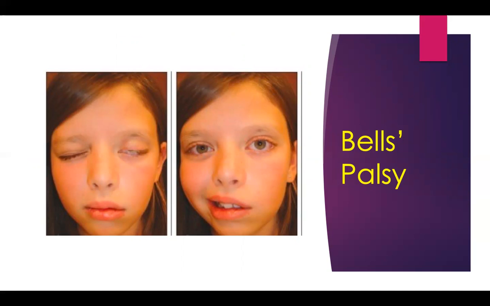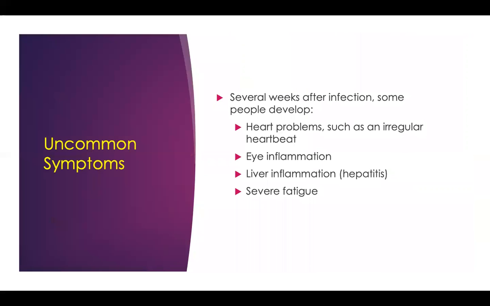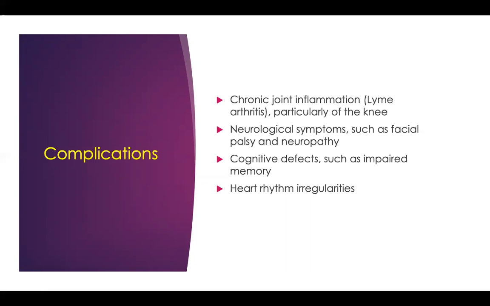As you can see, this person is not able to smile on the left side. It's completely paralyzed. And so this is one of the symptoms of one of the resultants of Lyme disease. Uncommon symptoms after the infection, as I mentioned before, are the heart problems, irregular heartbeat, high inflammation, liver inflammation, severe fatigue. Complications include chronic joint inflammation, particularly of the knee, neurologic symptoms such as facial palsy and neuropathy, cognitive defects such as impaired memory, heart rhythm irregularities.